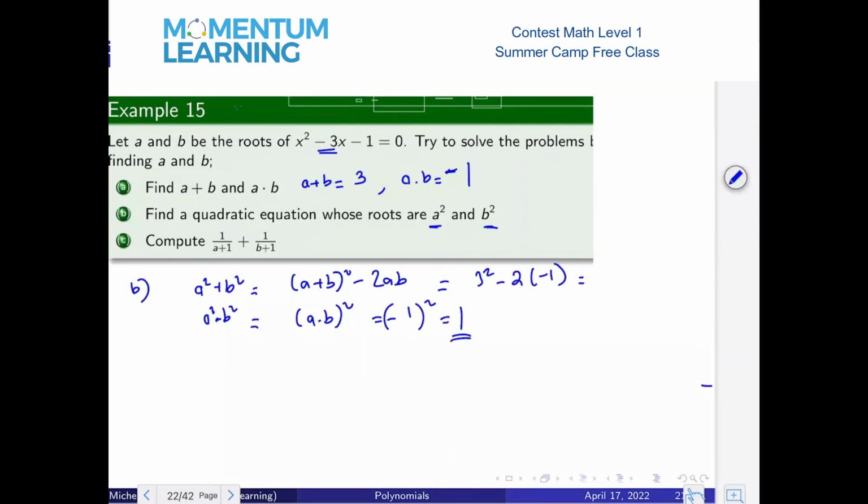Then that means my new quadratic is going to be x squared. Remember, the sum of the roots is 11. So it is negative 11x, and the product of the roots is 1. Okay, here's my quadratic.